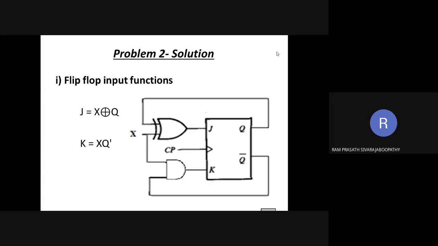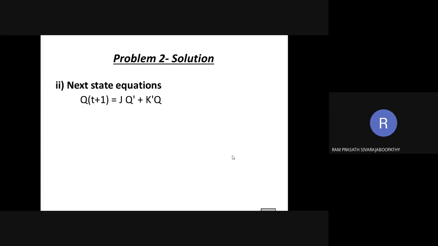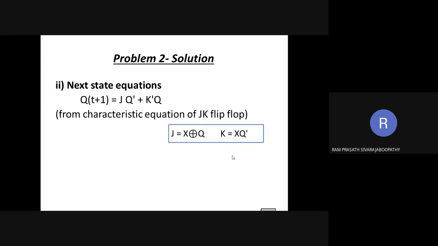No. Okay. Fine. What is the next step, sir? Characteristic equation of which flip flop are we having here? Here we have used the JK flip flop. So what is its characteristic equation? That we have to remember. So this is the characteristic equation of JK flip flop. Correct? So already what do we know? J equal to X XOR Q, K equal to X Q bar.